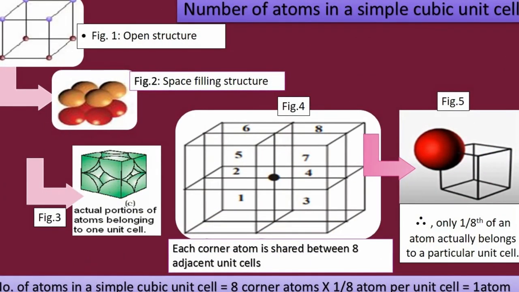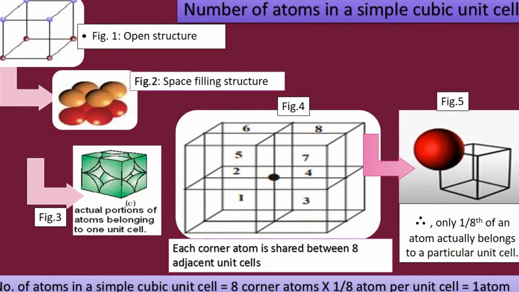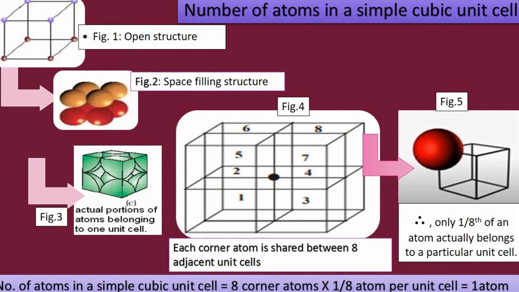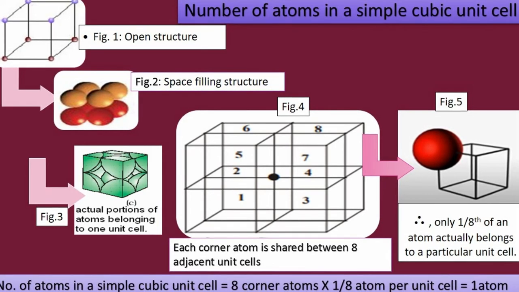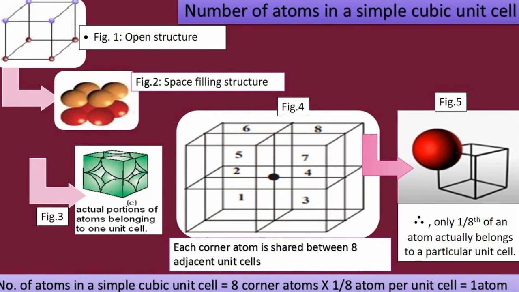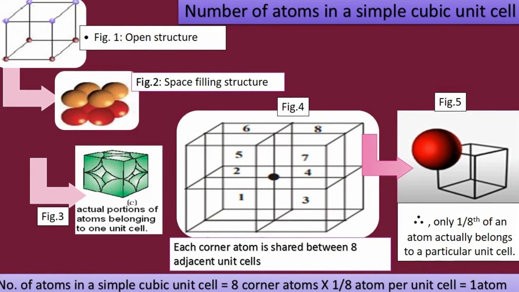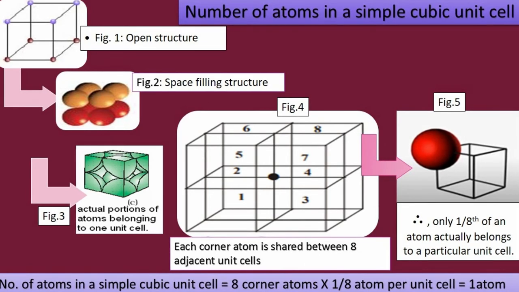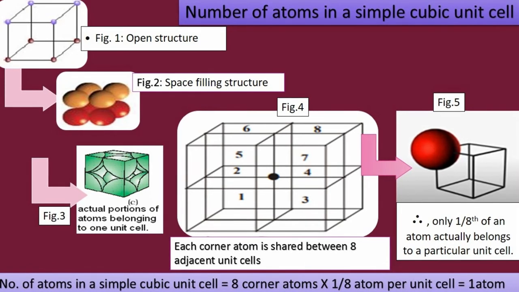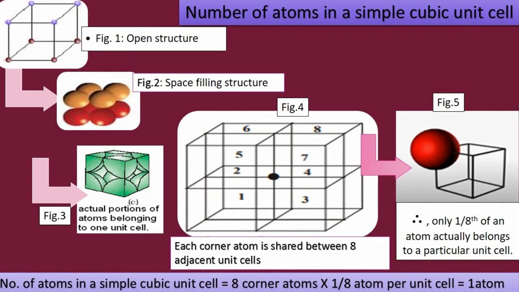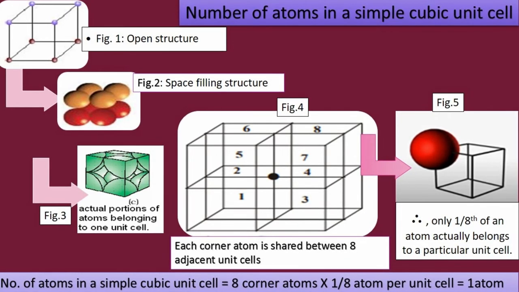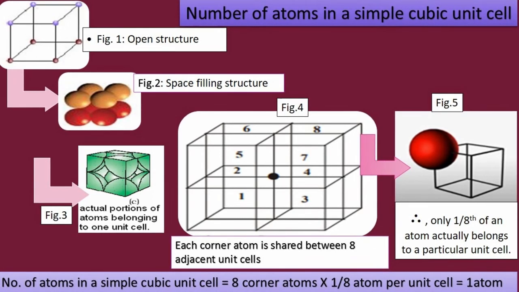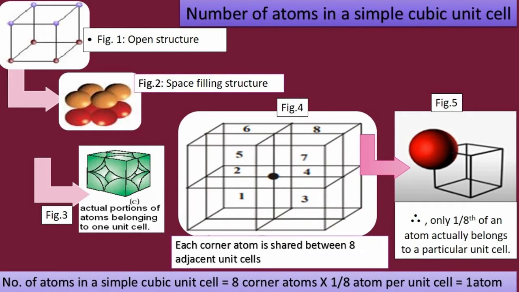Let us calculate the number of atoms present in a simple cubic unit cell. In the last topic, we learned that a simple cubic unit cell contains 8 atoms at the 8 corners of the cube, and this can be visualized in figure 1 using the open structure of a simple cubic unit cell. In the open structure, distances between the atoms are greatly exaggerated. In reality, in the solid state, atoms are packed much more closely to one another, as shown in the space filling model, that is figure 2.